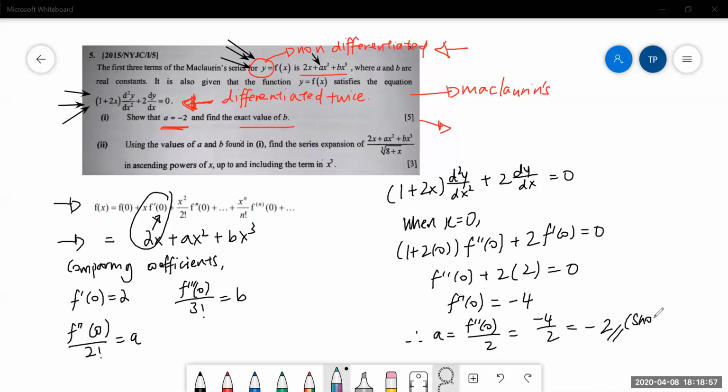Shown. Is it clear? Yeah. So this is the presentation that the marker will want to see. Okay?